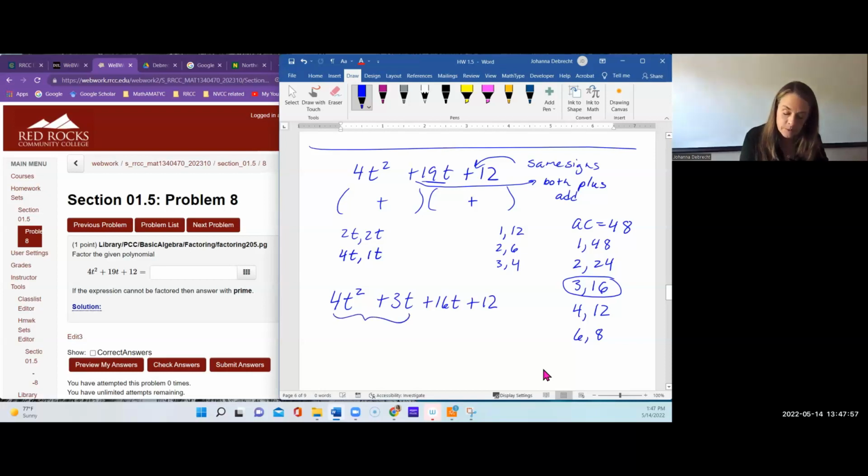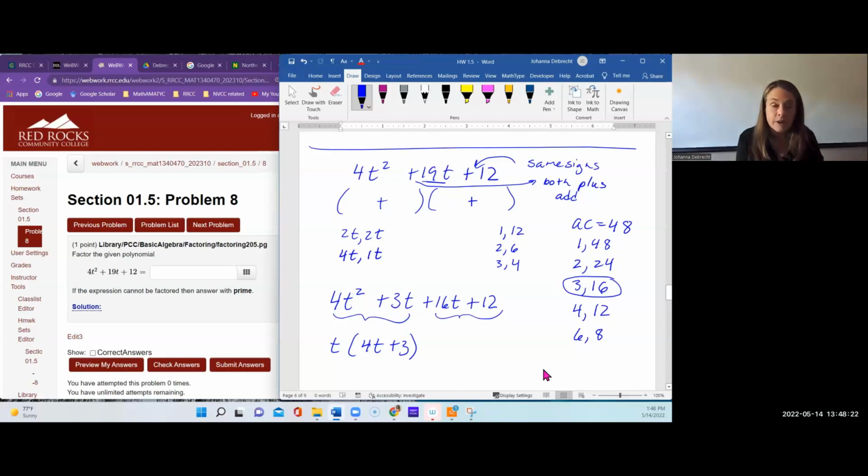Now we group them 2 and 2. Now we take out the greatest common factor from each pair. T from the first, because the constants don't have any common factors. That leaves 4t plus 3 behind. The second one needs to also be 4t plus 3, or the method failed and we chose the wrong pair over here on the right.